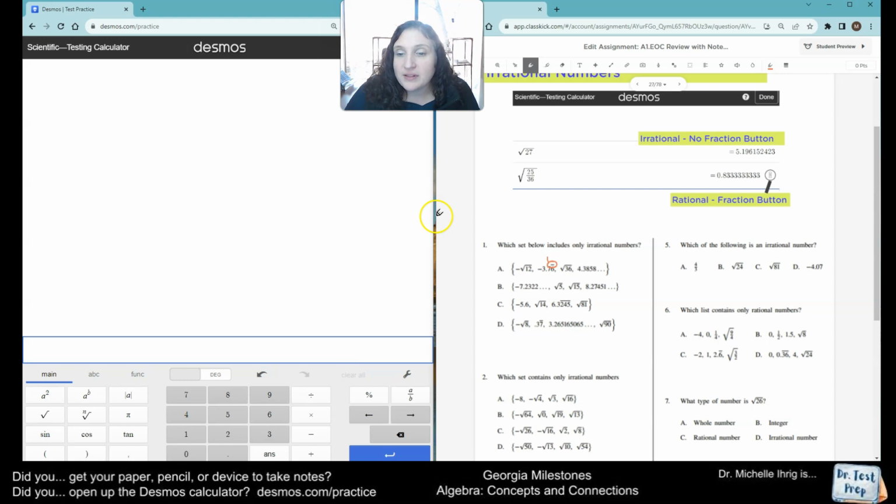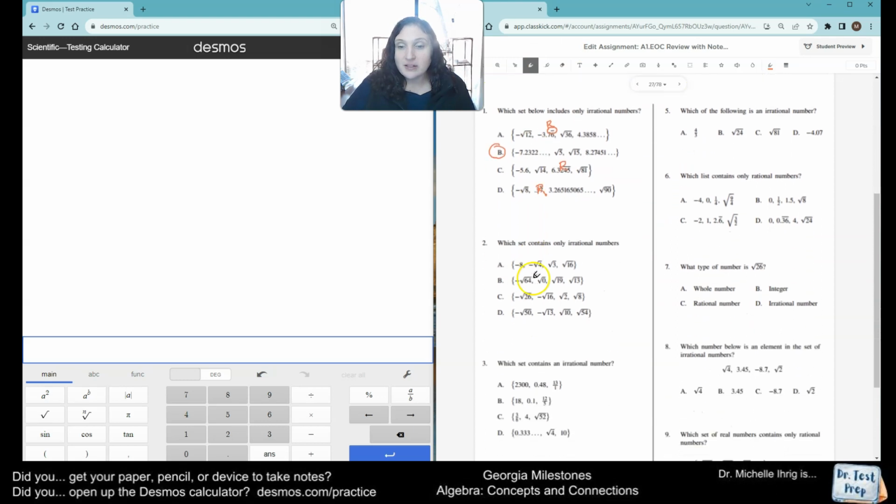So right away, this is rational, so we know it's not going to be this one. Here I see a bar, rational. Here I see a bar, rational. So this is the correct answer. If you see a bar, it's rational. Okay, let's look at this one. None of these have bars, all of these are radicals.